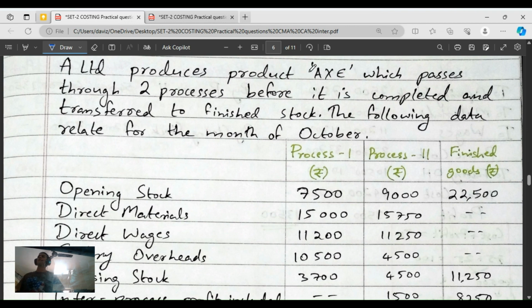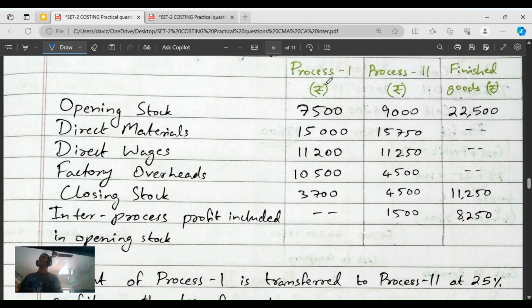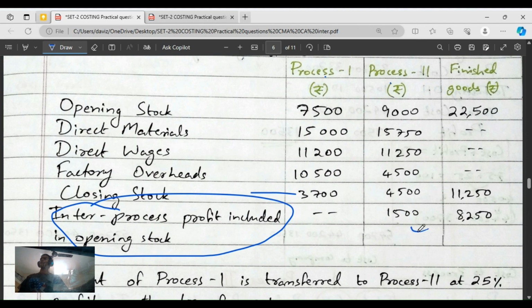A Limited produces product A which passes through two processes before it is completed and transferred to finished stock. So there are two processes, process 1, process 2, then finished stock. The following data are for the month of October. Opening stock is given for process 1, process 2 and finished goods. Direct materials, direct wages, factory overheads, closing stock. Inter-process profit included in opening stock is given for process 2 and finished goods.